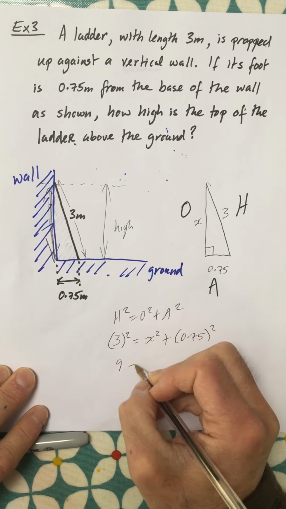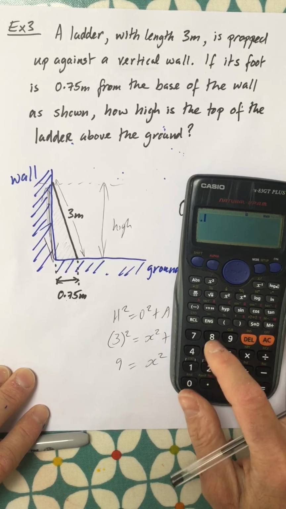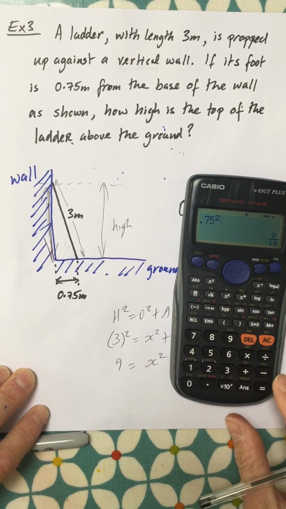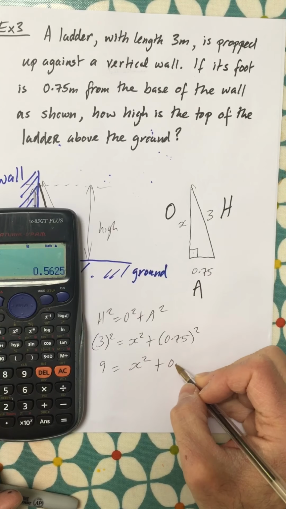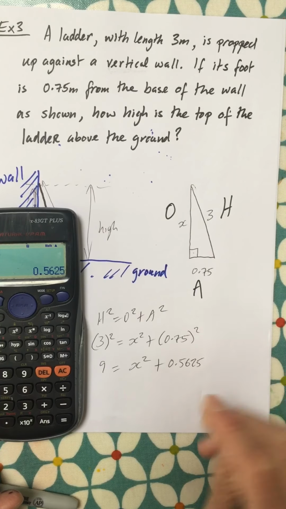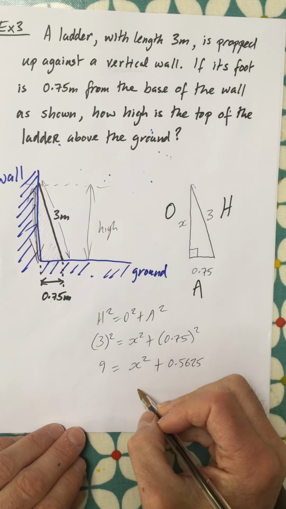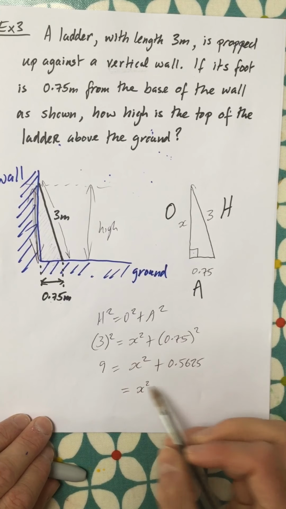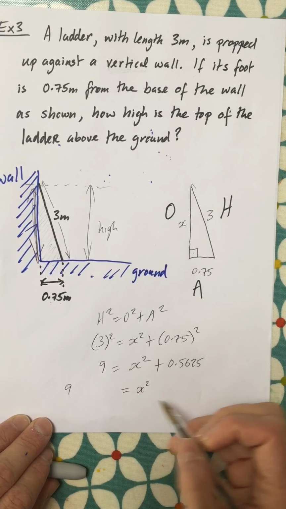And 3 squared is 9, x squared is x squared, and 0.75 squared is 0.5625. And I would keep lots of decimals until the end of the question. Okay, now how do I get x squared on its own? I'm going to leave the 9 on the left and bring the 0.5625 over to the left, subtract it.